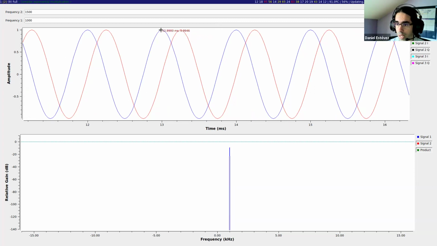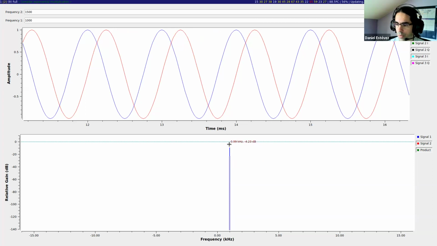The real part is in blue, so this is I. This is a cosine. You can imagine that the cosine starts here and does this. And then the imaginary part is the sine function, which starts at 0 and does like this. So a complex exponential is basically two of these sinusoids, and they are 90 degrees out of phase. The difference between the peaks of the signal is 1/4 of a cycle. So that's how a complex exponential looks like on the time domain.